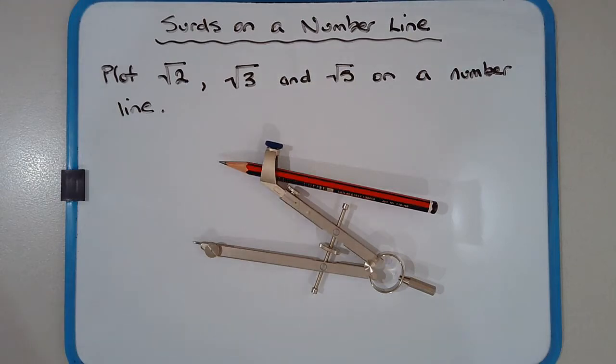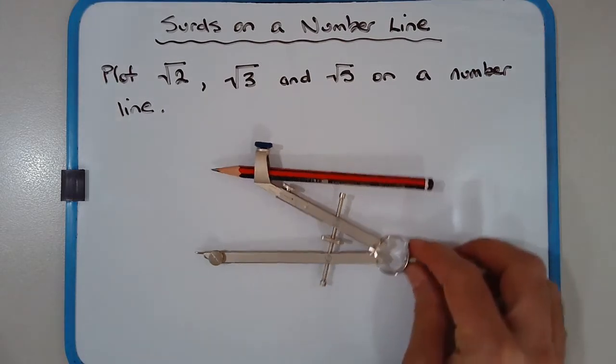I've always found this little exercise quite a bit of fun. Surds are irrational. We can't find an exact decimal value for a surd such as root 2. But strangely enough, we can find an exact position on a number line that represents the square root of 2, which is actually quite intriguing. You can't find an exact decimal value, yet you can find an exact location, which is quite odd.